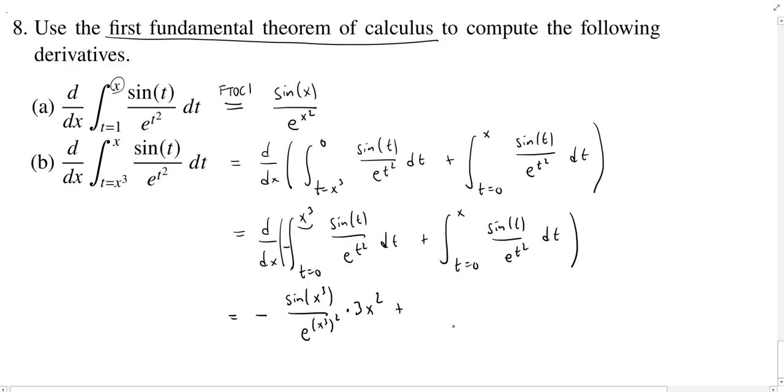Now, luckily, the second one is essentially the first problem, only it starts at 0 instead of 1, but the fundamental theorem of calculus, which, by the way, is what we're using here, doesn't care which number you start at. So this is still sine of x over e to the x squared. Okay, and that's how we compute the derivatives.